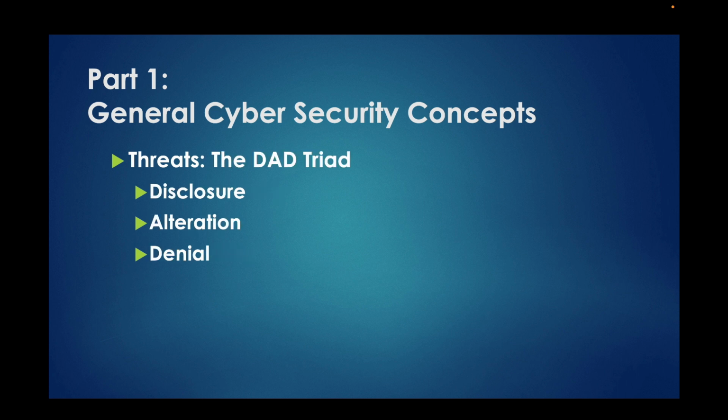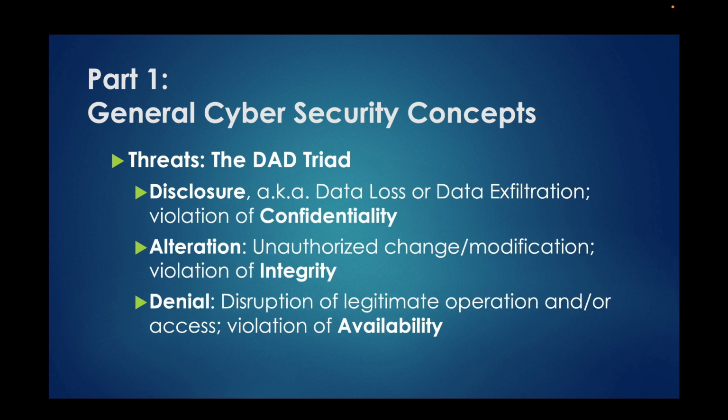In considering the aspects of our data and functionality that are under threat, we may invoke the DAD triad: disclosure, alteration, and denial. Disclosure meaning data loss or data exfiltration, which is a violation of confidentiality. Alteration being the unauthorized change or modification, violation of integrity. And denial, the disruption or impediment of legitimate operation and/or access, a violation of availability.